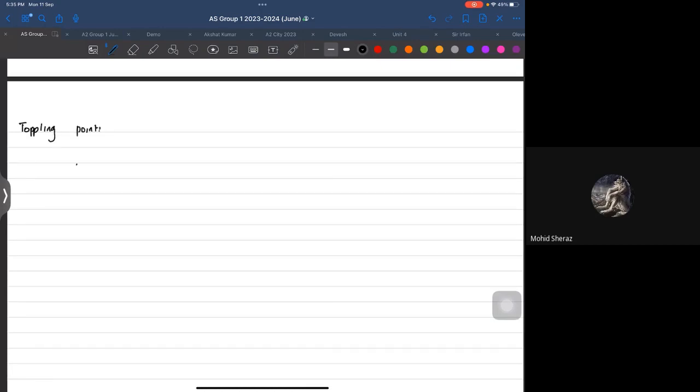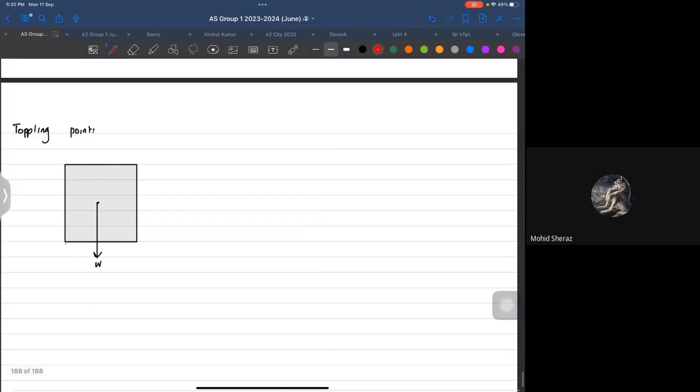So what I'm saying is, suppose we have an object like this. Obviously it will have center of gravity somewhere in the middle, and right now this center of gravity is passing through this dimension. Let's call this dimension A. Let's call this B, C, and D. All right.